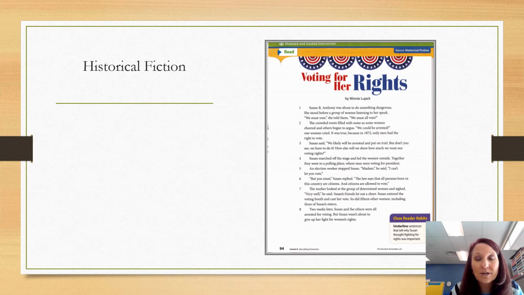Today we're going to read a story called Voting for Her Rights. This is a historical fiction story. What that means is the time period that this story is taking place is real. This person that we're going to read about is also real. However, the story itself is based on actual events, but this story is fiction. So the person in the story, which we're going to be reading about, her name is Susan B. Anthony. She was a real person, and what she did in the story is real. However, the situation is made up, so that's what makes the story fiction.